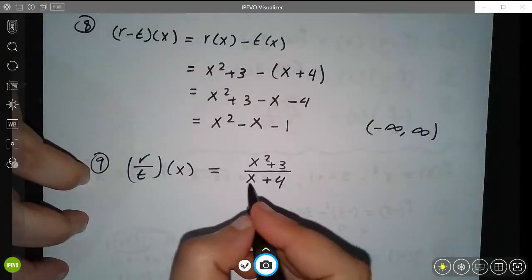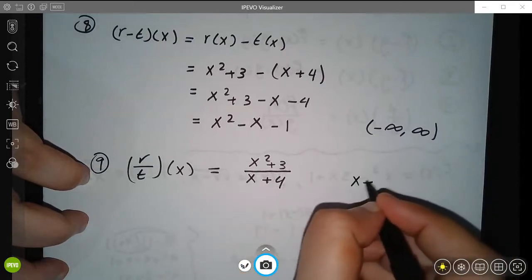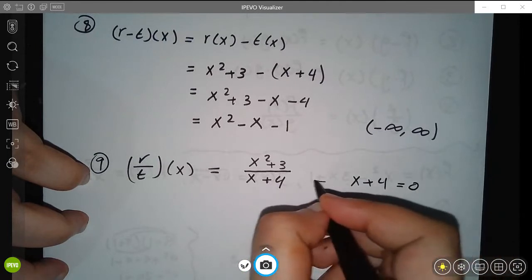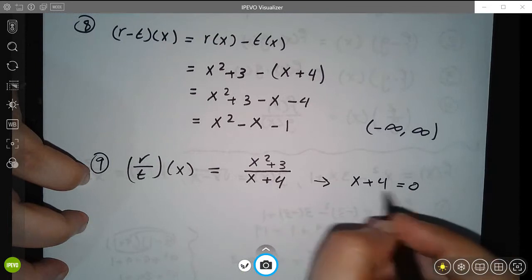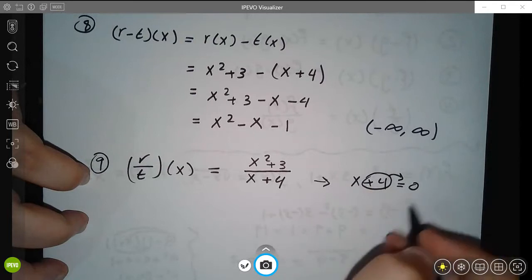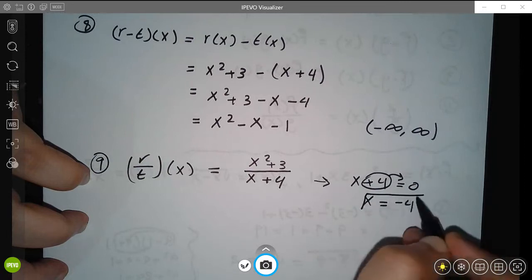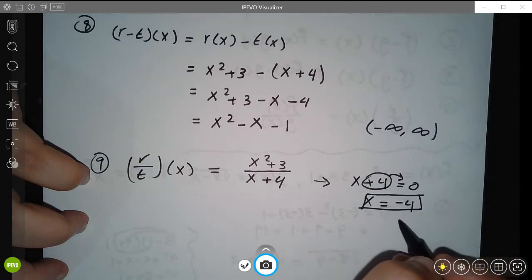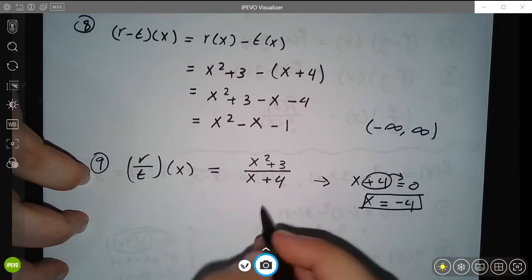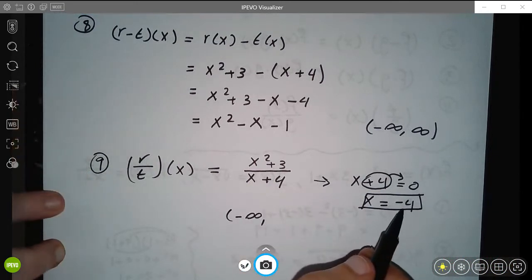So what you're going to do is grab the value on the bottom, all of it, which is x plus 4, and you set it equal to 0, and then you solve for x. So I'm going to grab the 4, move it to the opposite side. It turns negative, and you get x equals negative 4. This right here cannot be included, which means my domain, as far as this one's concerned, starts at negative infinity, goes all the way to what value? Negative 4.